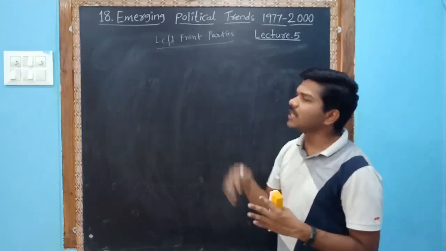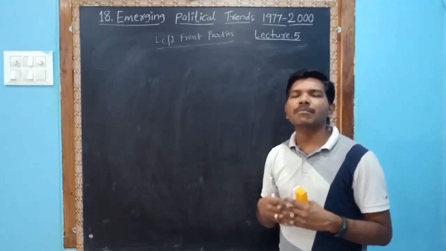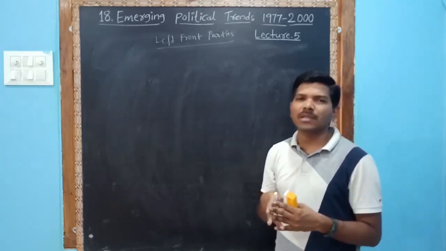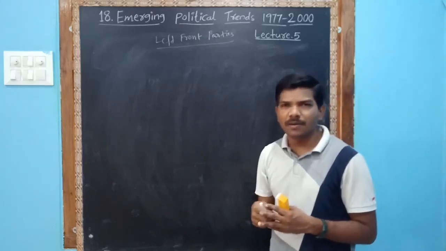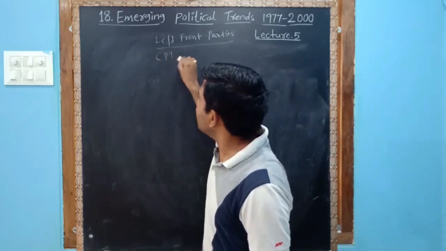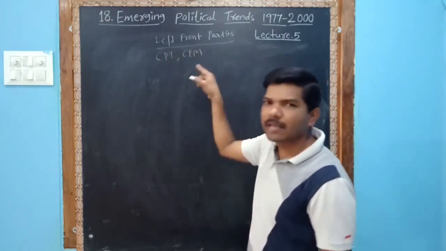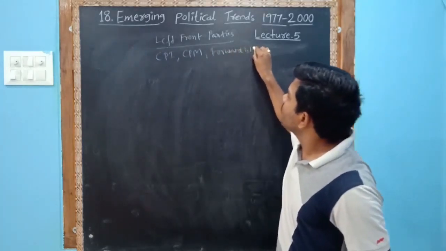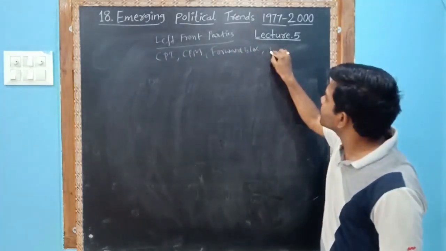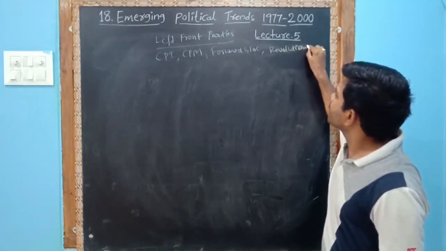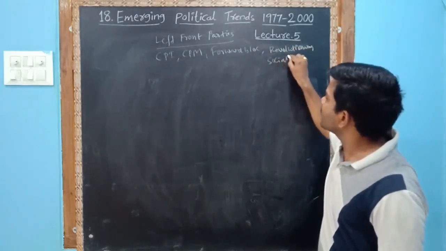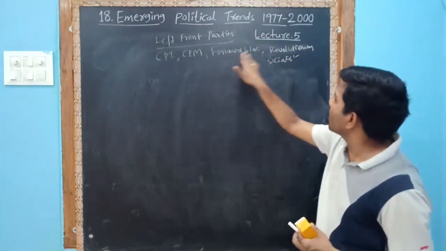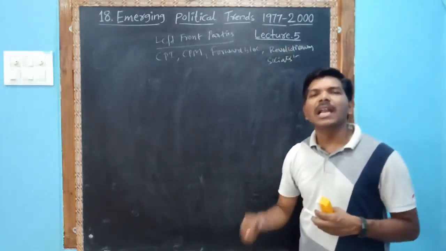I repeat, most of the leftists believed in communism, they greatly believed in socialism, extreme socialism. So those who believe in extreme socialism are called leftist parties. Okay, what are the leftist parties? CPI, CPM, CPIM, actually CPM means CPIM, Forward Bloc, Revolutionary parties, Socialists. These ideologies are different, okay. CPI, CPM, Forward Bloc, Revolutionary and Socialist parties are usually called left-front parties.